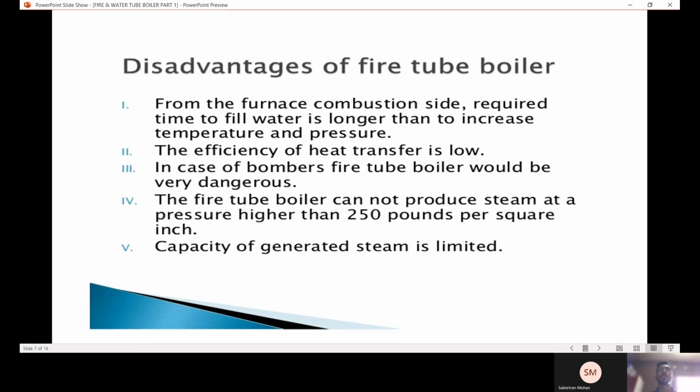Disadvantages of fire tube boiler. From the furnace combustion side, the time required to fill water is longer than to increase temperature and pressure. The efficiency of heat transfer is low. In case of bursts, a fire tube boiler could be very dangerous. The fire tube boiler cannot produce steam at a pressure higher than 250 pounds per square inch. The capacity to generate steam is limited.